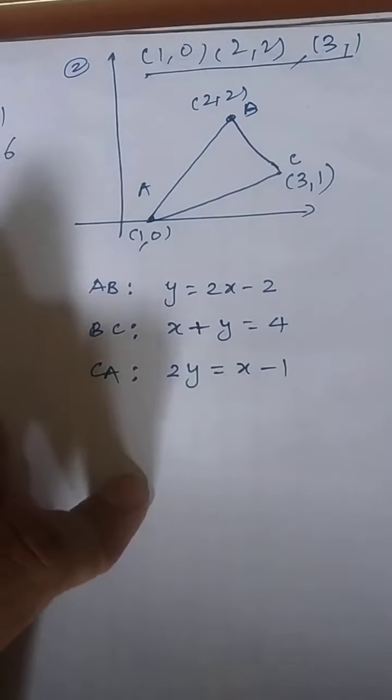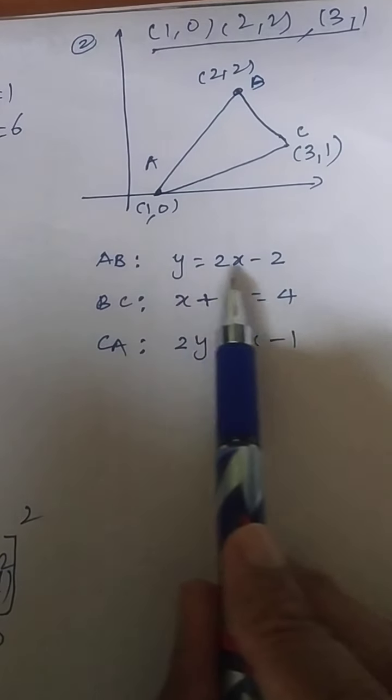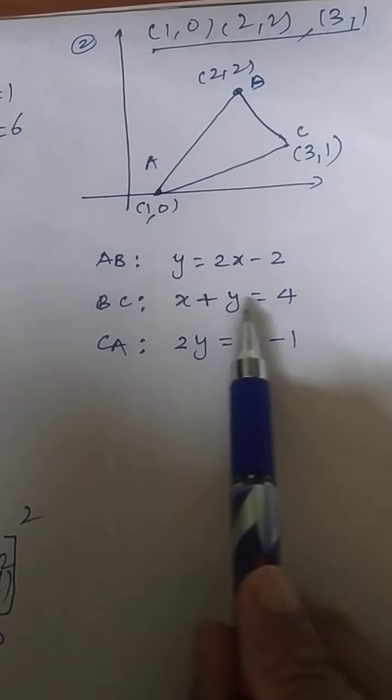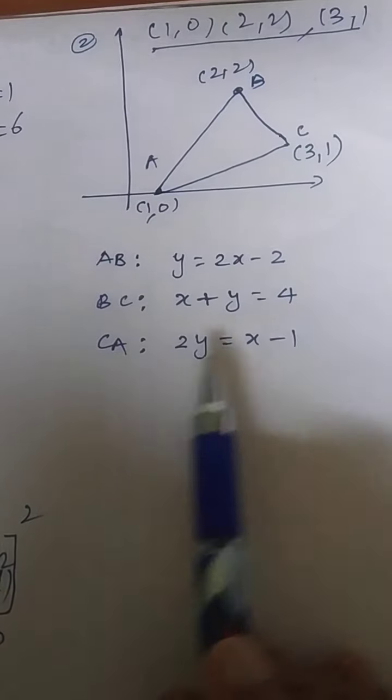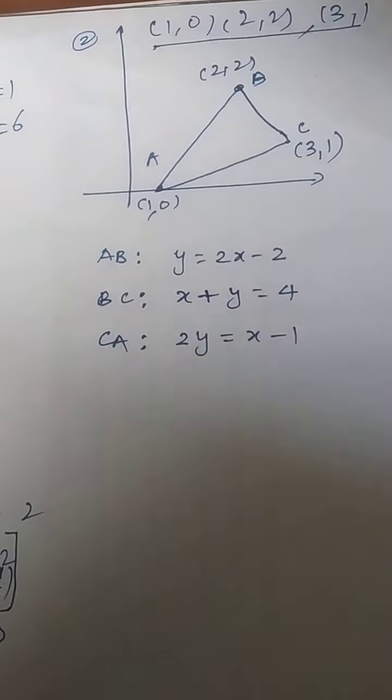Now, when you work out like this, you will be getting this. AB line will be checked. Y will be equal to x minus 2. BC will be x plus 4. X plus y will be equal to 4, and CA will be 2y equal to x minus 1. Now how to get this area?